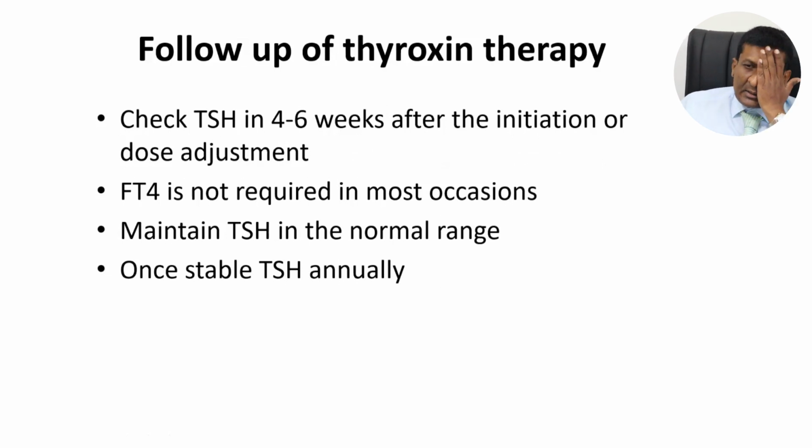Somebody who is on thyroxine is followed up for life, and you have to check your TSH 4 weeks after starting your thyroxine or after adjustment of the dose. And your T4 and even T3 is not required on most occasions. So you have to maintain your TSH in the normal range during the follow-up, and once your TSH is stable, you can do TSH annually.